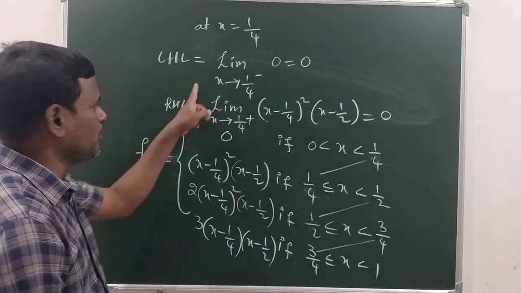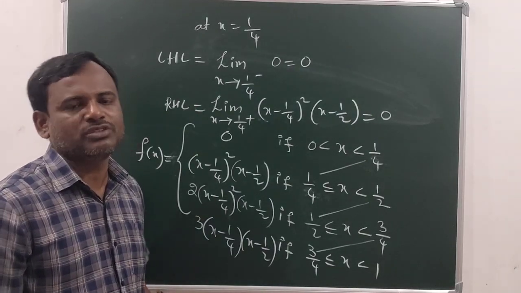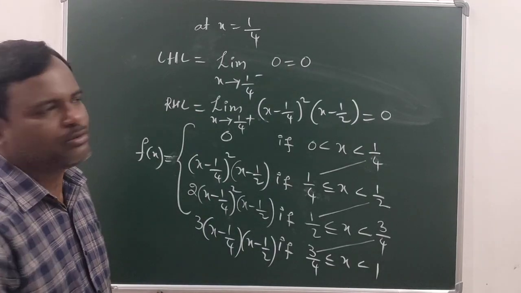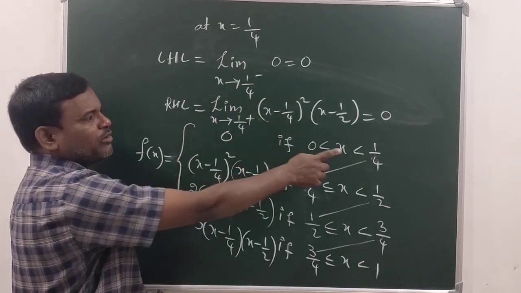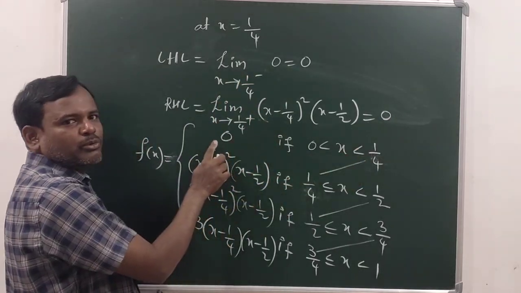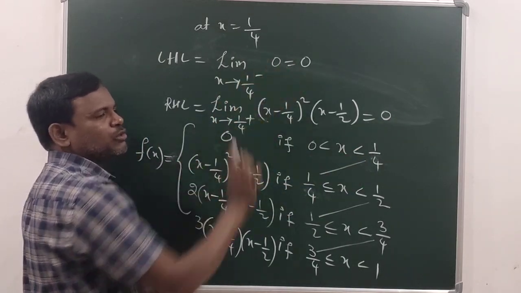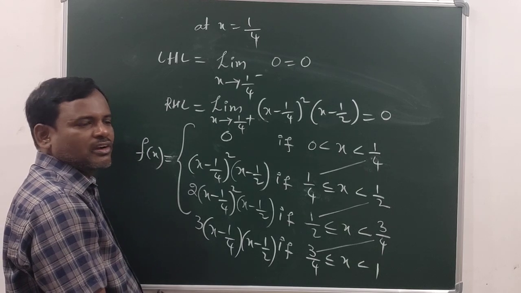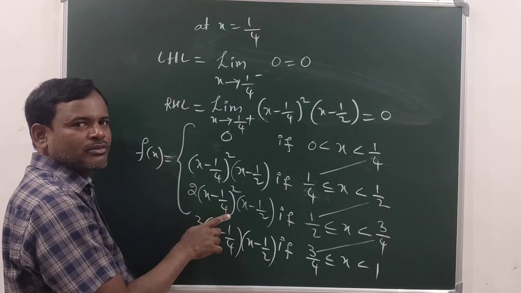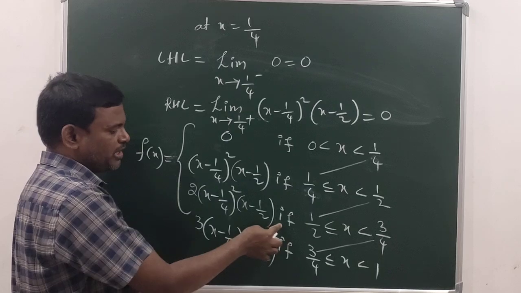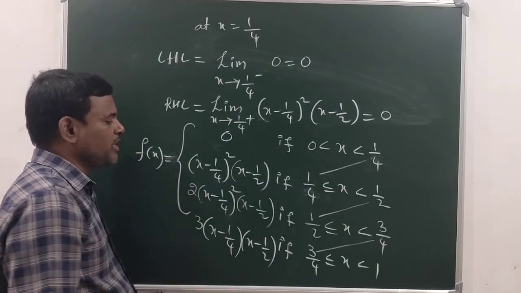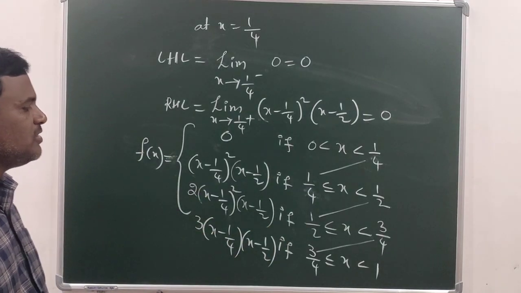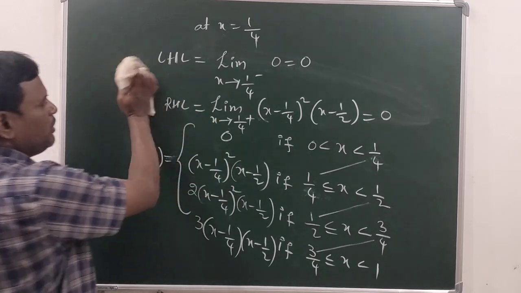Right. Now if you want to check differentiability, you can. At x equal to 1 by 4, it is continuous. Then evaluate the left hand derivative and right hand derivative. If you do the left hand derivative at x equal to 1 by 4, again you have to take this function whose derivative is 0 only. And for the right hand derivative at x equal to 1 by 4, you have to take this function, do its derivative and substitute 1 by 4 in the place of x. So what do you get?